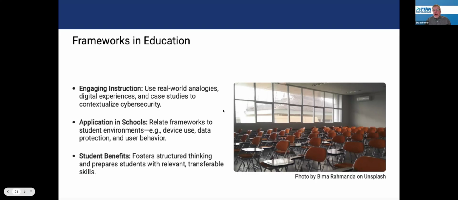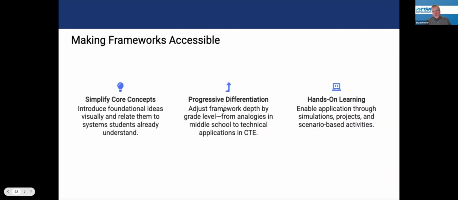Educators can translate abstract framework concepts into tangible lessons. Applying frameworks in school settings allows students to connect these models to real-world contexts, such as managing school network security or identifying risk in digital behavior. This helps personalize learning and enhance engagement. Ultimately, the structured approach embedded in frameworks helps students develop problem-solving skills that are directly applicable to future careers. It supports their understanding of system-level thinking, an essential skill in cybersecurity and other technical fields.